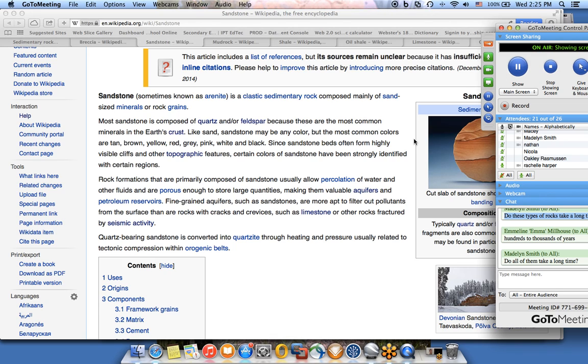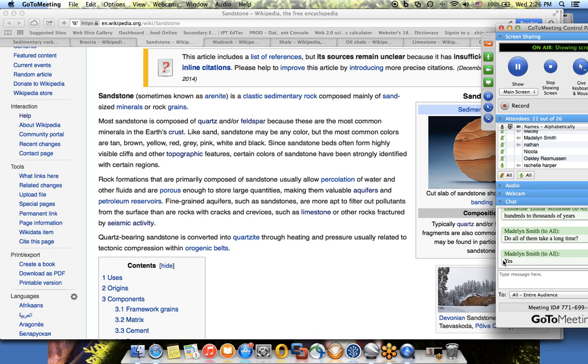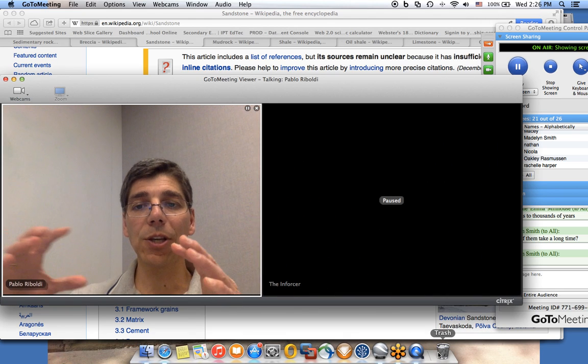and they are constantly being formed. Madeline asked, do all of them take a long time? Meaning all the different types of rocks? So igneous rocks, remember that we had the igneous rocks. We were talking about the intrusive rocks that happen inside the earth, inside the crust of the earth.